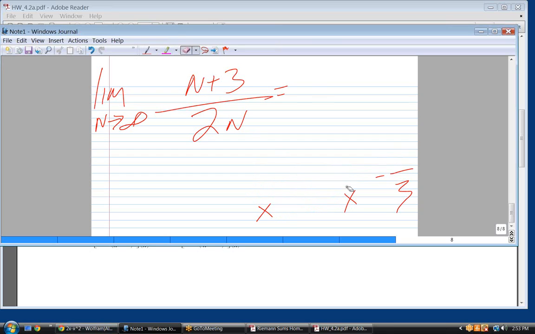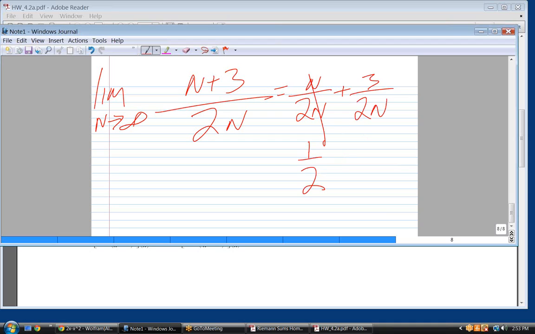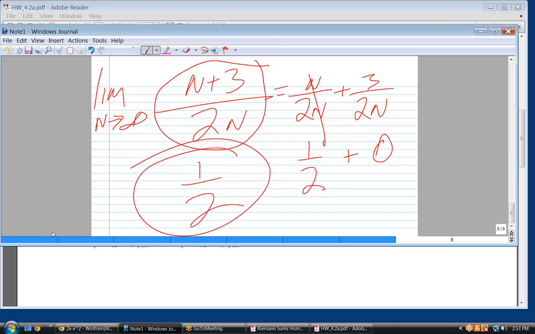Well, if I want to take the limit of this, I know that it's the ratio of the coefficients of the highest order variable. Or it's n over 2n plus 3 over 2n, and this clearly goes to 1/2, and this clearly goes to 0 as n goes to infinity. So the limit of that as n goes to infinity is 1/2.